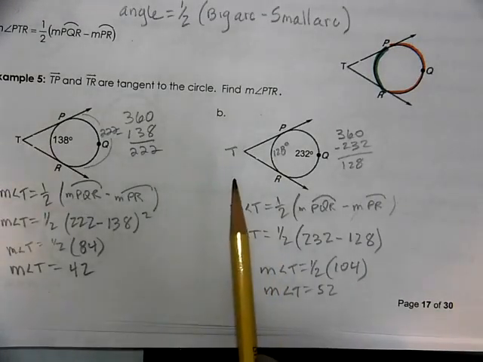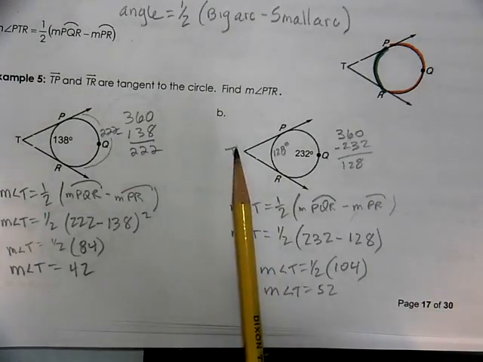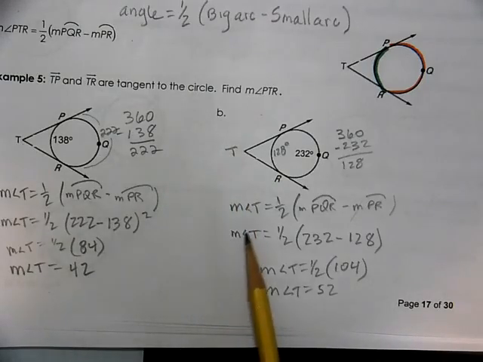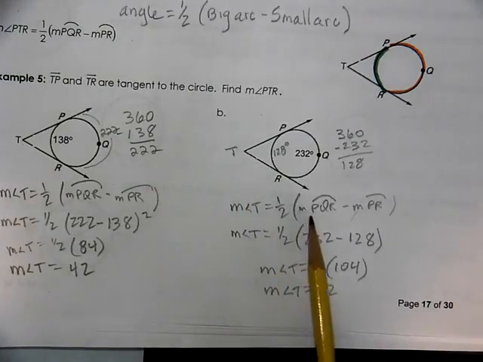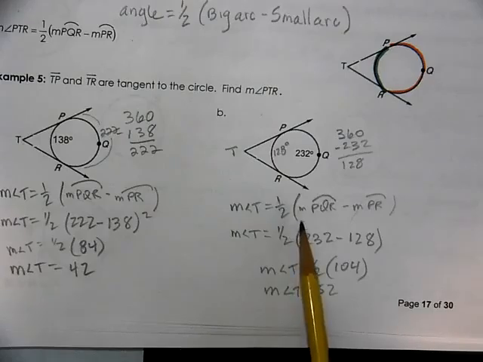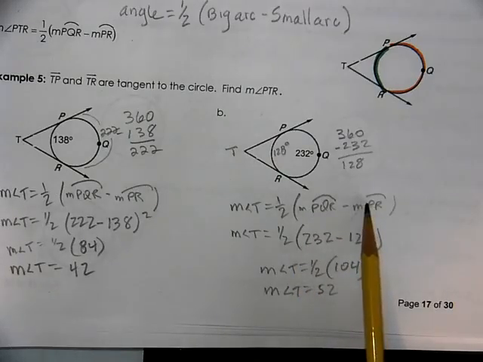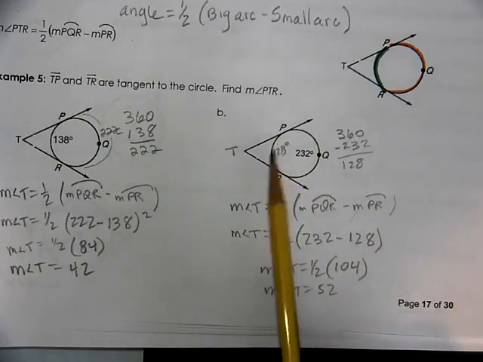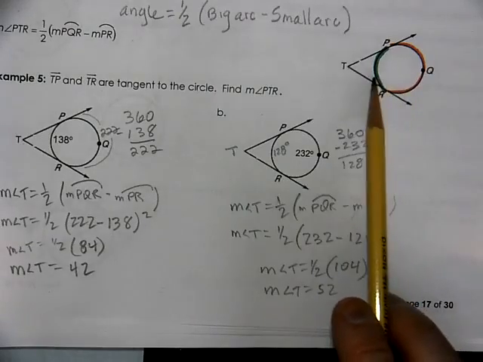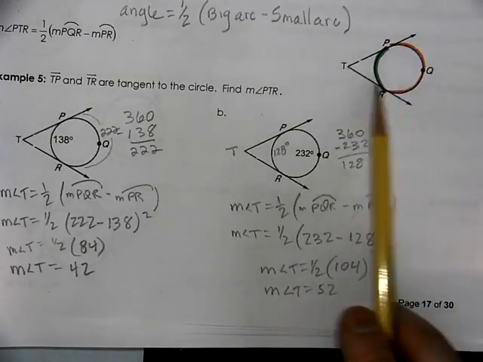So remember, when we're trying to figure out the circumscribed angle, it always equals half the big arc minus the small arc. The big and small arc always add up to 360. The red and the green always add up to 360.